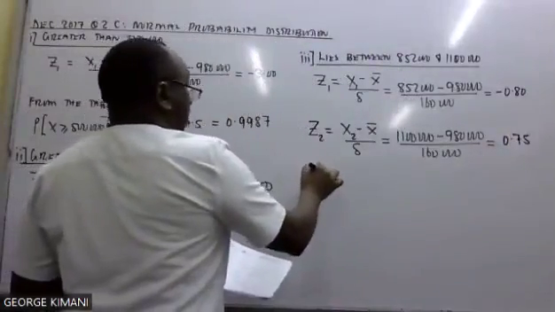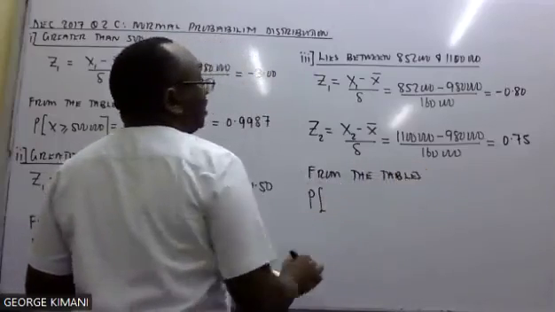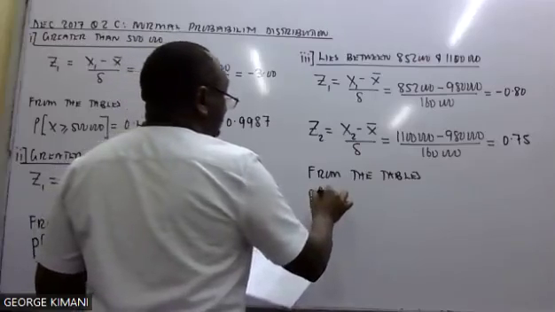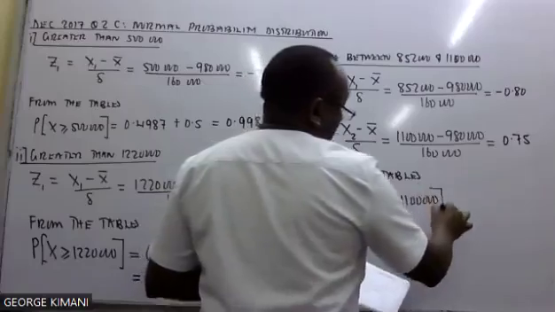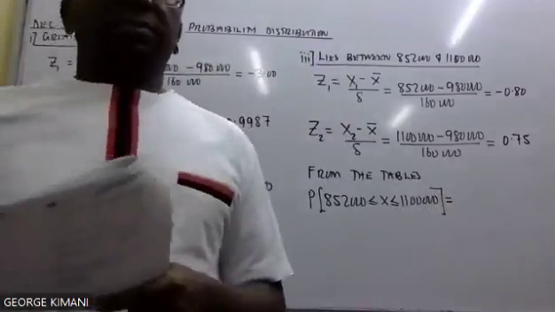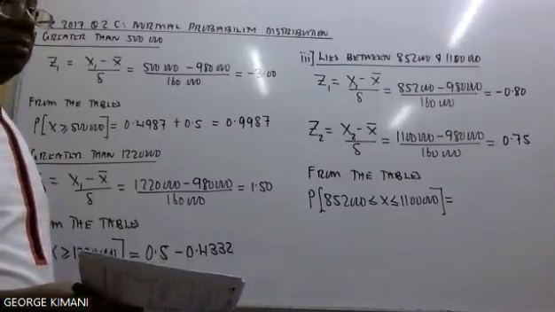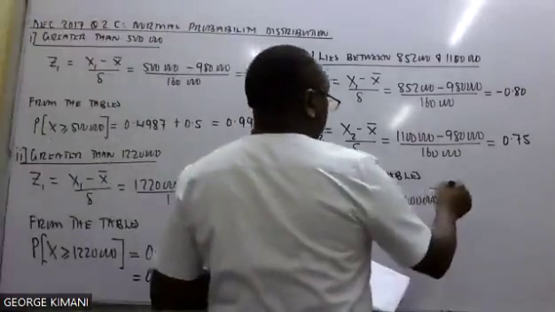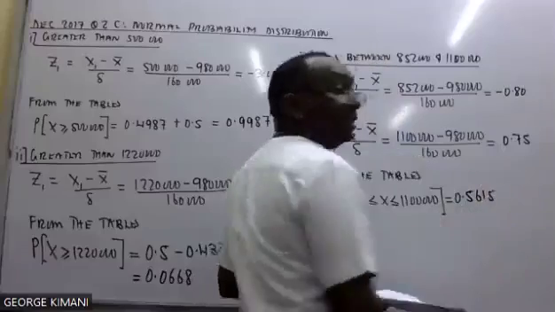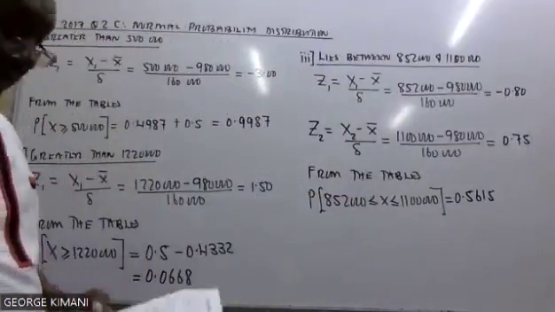So from the tables, the probability that we are between 852,000 and 1,100,000 is 0.5615. You already have added. Yes. For these two, yes. So when you combine them, that is what they are getting.